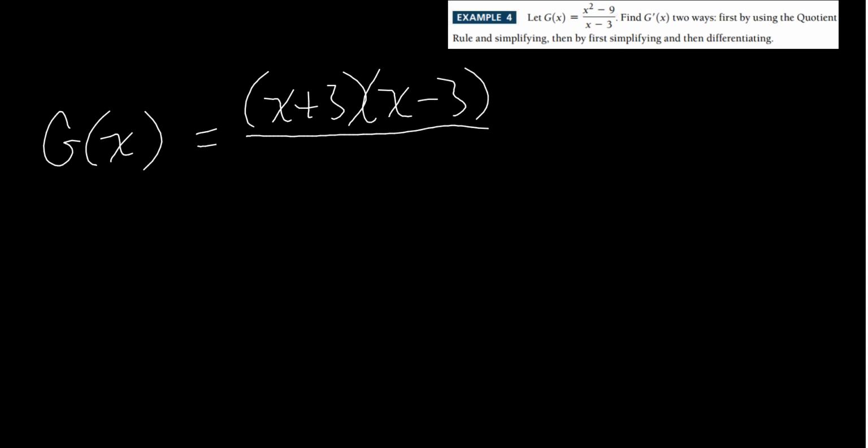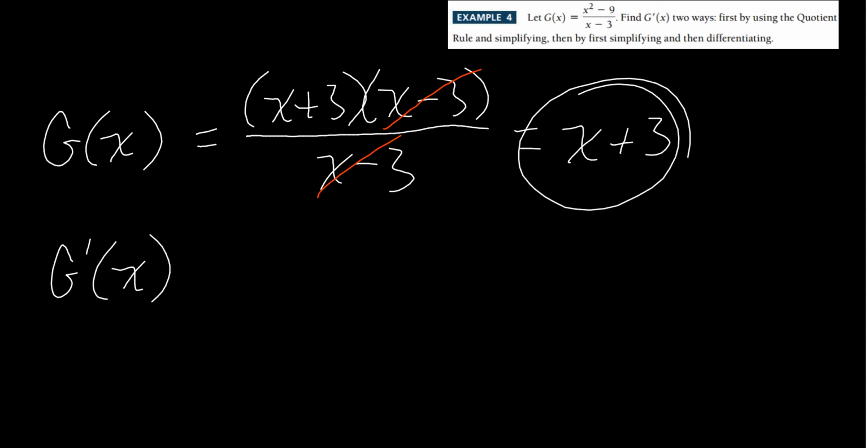So g of x. We know that the numerator is a difference of squares. We know that it is x plus 3, x minus 3, all over x minus 3. We know that the x minus 3's cancel, right? And then we are left with simply an x plus 3. Well, that's g of x. If I take the derivative of that, right? So g prime of x, and again, g of x is this. Well, then we see that that derivative is just simply 1.